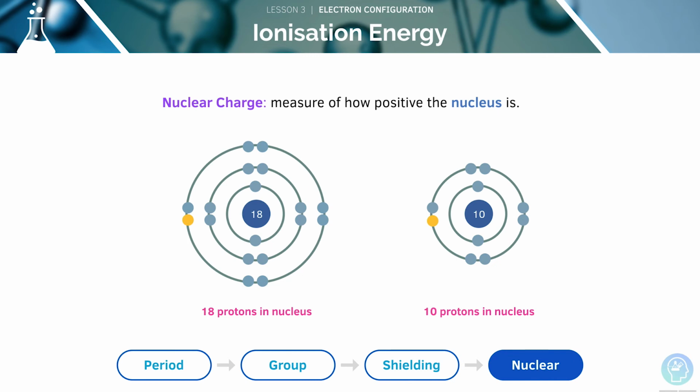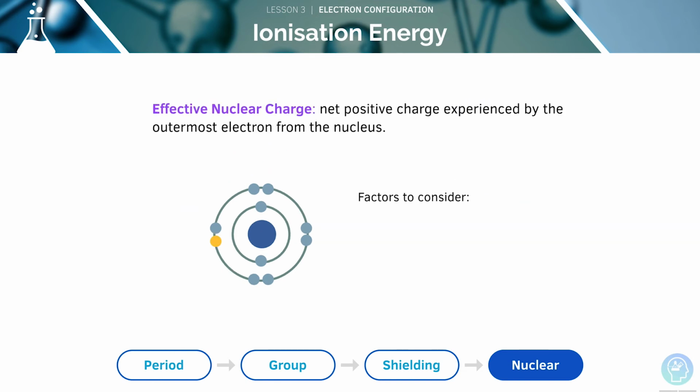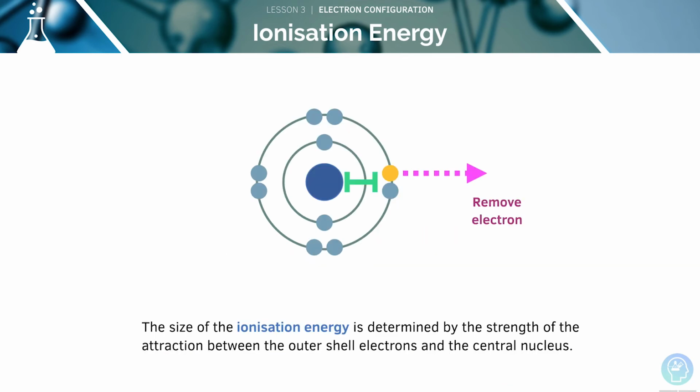The shielding effect is the effect of the inner electrons. This will reduce the pull of the nucleus on the electrons in the outer shell. The nuclear charge is a measure of how positive the nucleus is. The higher the atomic number of an element, the more protons it has in its nucleus, and hence a higher nuclear charge. The effective nuclear charge is the net positive charge experienced by the outermost electron from the nucleus. It's less than the nuclear charge because it takes into account the repulsion from inner electrons, which provide a shielding effect, and also the attraction from the positive nucleus.